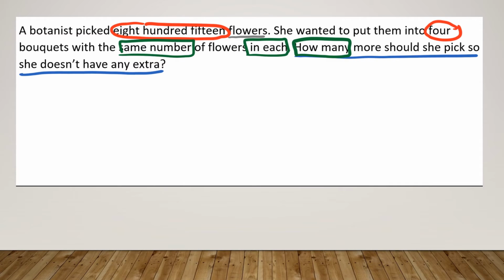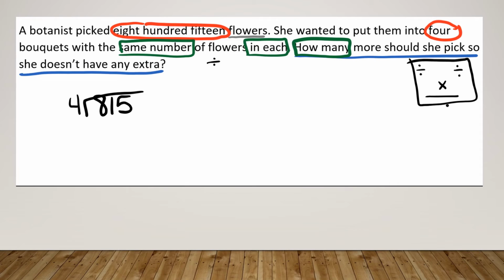Now I can start solving. So I'm going to use the numbers that I circled, 815 and 4. And I boxed that there's the same number in each, so I told myself that that meant division. So I'm going to set up my problem, 815 divided by 4. And I'm going to use what's called Division Man to help me, and I can draw it on my paper so I can remember. Division Man helps us remember the steps in long division.